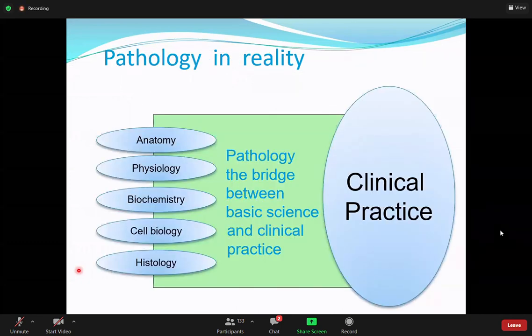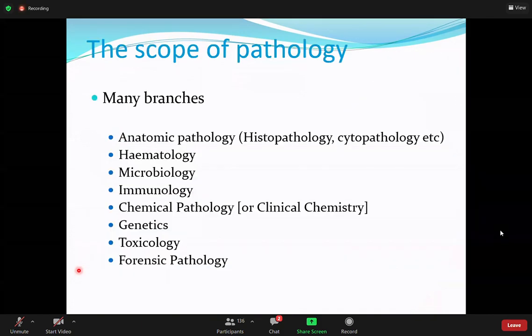In a way, we can say it's a bridge between the normal things, which is anatomy, physiology, biochemistry, cell biology, and histology, to a clinical practice. So whatever changes happen in a normal one, the patient will show some clinical signs. So this pathology is a bridge between these two. There are multiple branches of pathology, multiple branches. We, the histopathologists, are actually looking at anatomic pathology, which deals with histopathology and cytopathology.